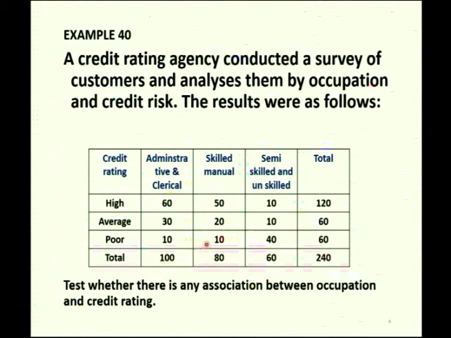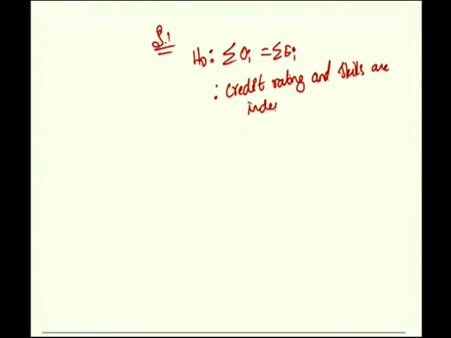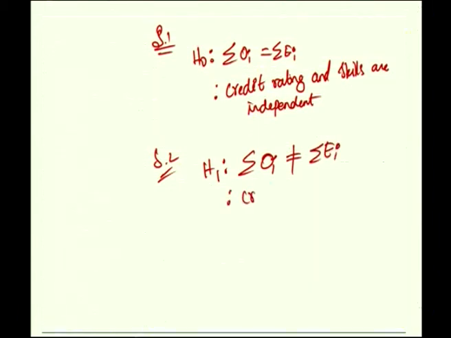Do not judge the number of rows and columns by including the total rows and columns. You should take only the original information. Total is not included as one of the rows. So, it is a 3x3 table, and you are asked to test whether there is any association between occupation and credit rating. So, we shall start with step 1. Step 1 says H naught such that summation OI is equal to summation EI, which says credit rating and skills are independent. Step 2 is H1 such that summation OI is not equal to summation EI, which says that credit rating and the skills are not independent.